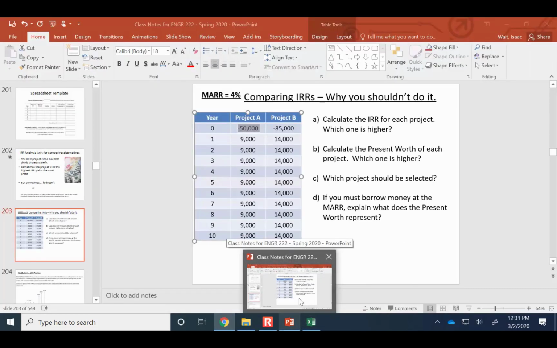Okay, so any questions about the front side of the paper for comparing internal rate of return?